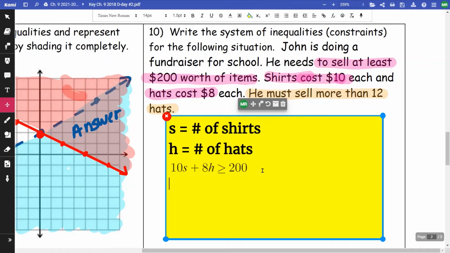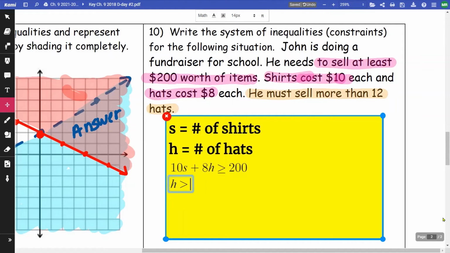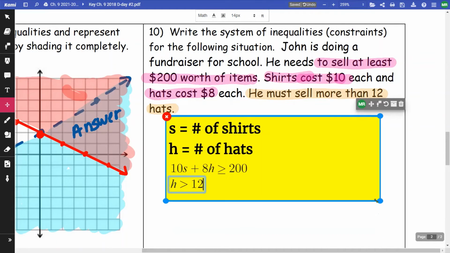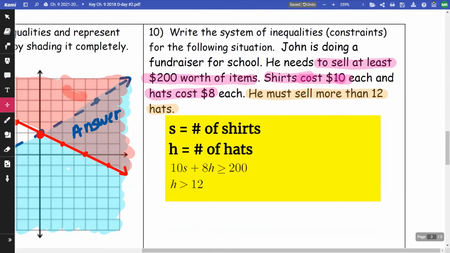Now for the hats, he has to sell more than 12 hats. So that means strictly greater than 12, not equal to 12, because he has to sell not at least 12, but more than 12. And that would be our inequalities. We don't have to solve it. That's it. We're done.